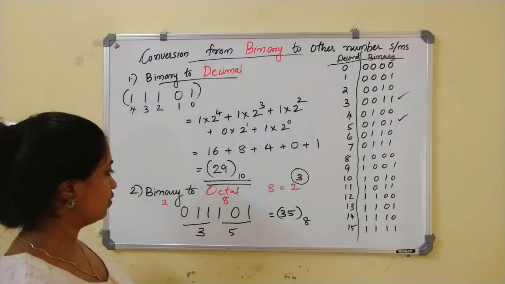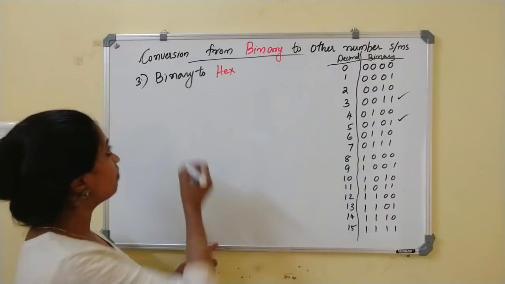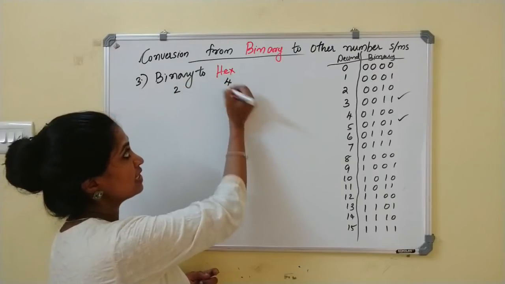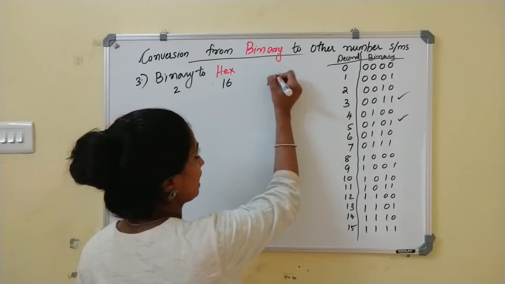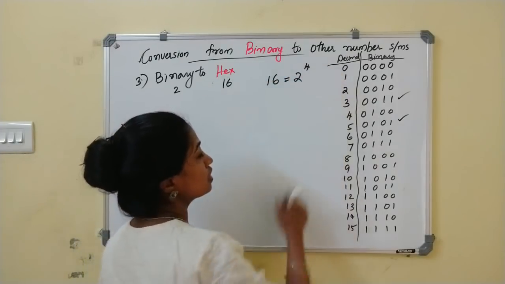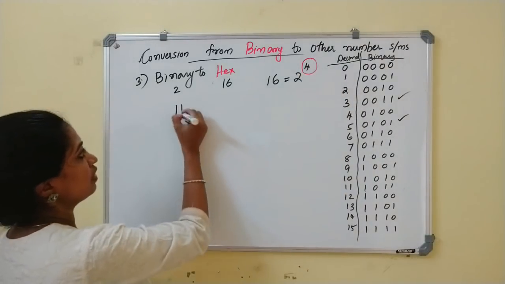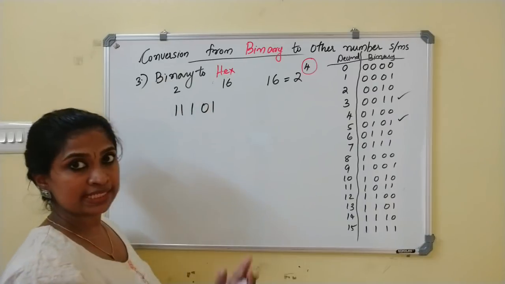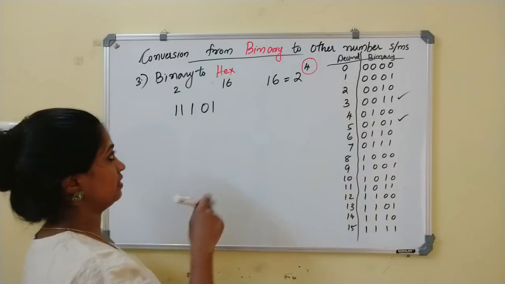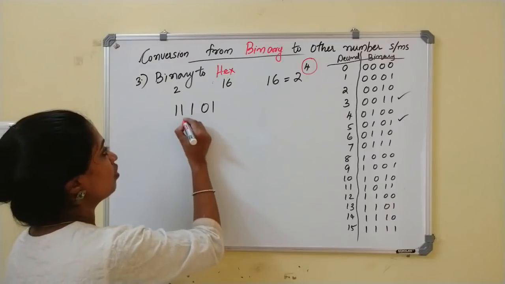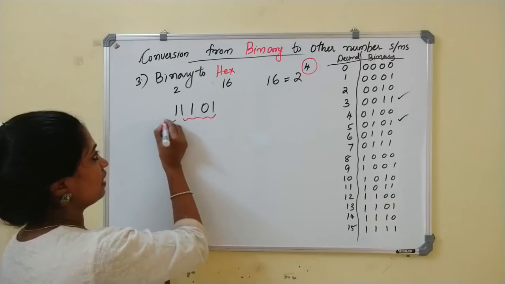Similarly, we can do the binary to hexadecimal conversion. Here, the base of binary number system is 2 and the base of hexadecimal number system is 16. 16 can be expressed as 2 raised to 4. So this 4 is important. In order to convert a number 11101 to hexadecimal number system, we have to form a pair of 4 from the right. So in this case, 1101 forms one pair and this is the another pair.